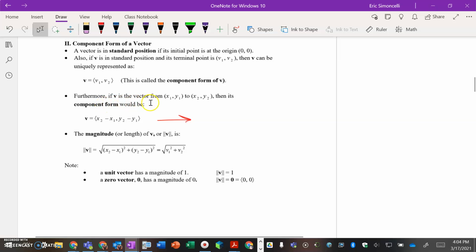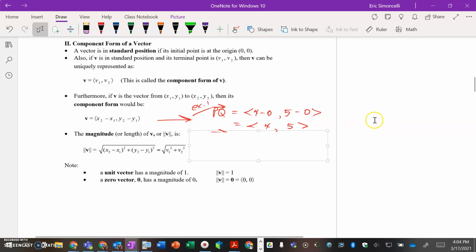Furthermore, if v is the vector from x1, y1 to x2, y2, then its component form would simply be the difference in x's, comma, the difference in y's. And we actually saw that with the first example, as I'll uncover yet again. So for example, remember in example 1, when we took 4 minus 0 and 5 minus 0, technically we did that in the context of the distance formula, but actually that then should have lent to the following component form.